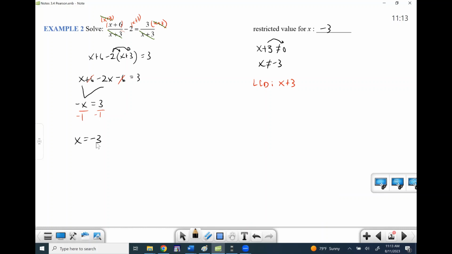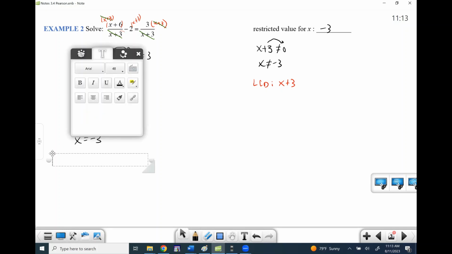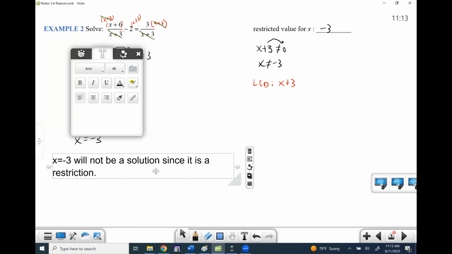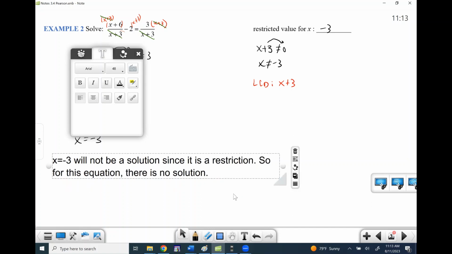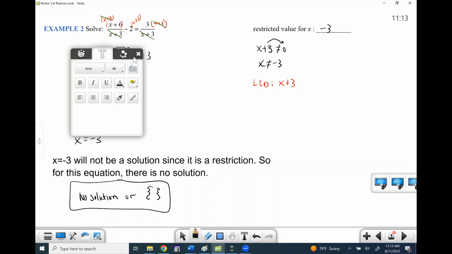Now, notice, it's kind of a problem. That is our restriction, right? So x equals -3 will not be a solution since it is a restriction. So what that means is that for this particular equation, there is no solution. Okay, so we're going to go ahead and just put the empty set. We'll write no solution just in case you have a drop-down menu on your online platform, or we'll also just put the empty set. All right, let's try the next one.